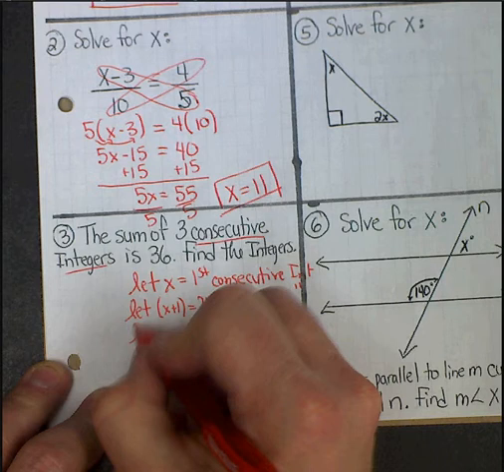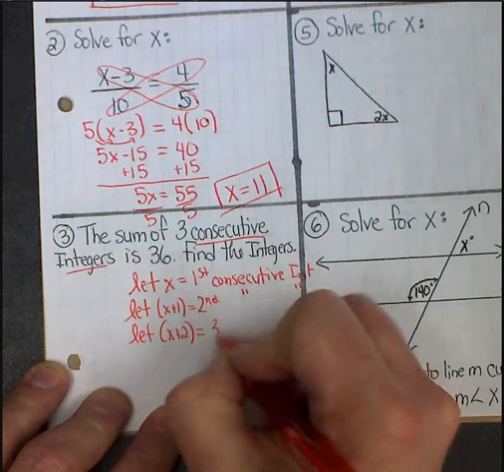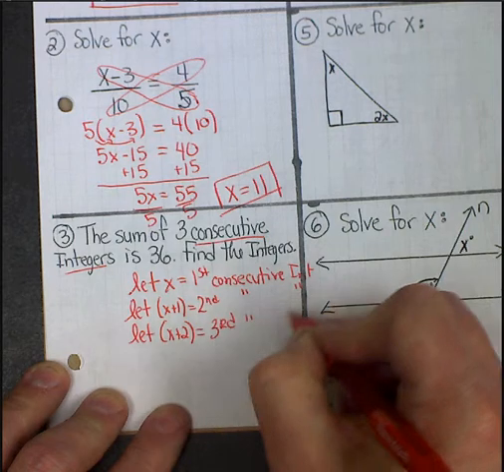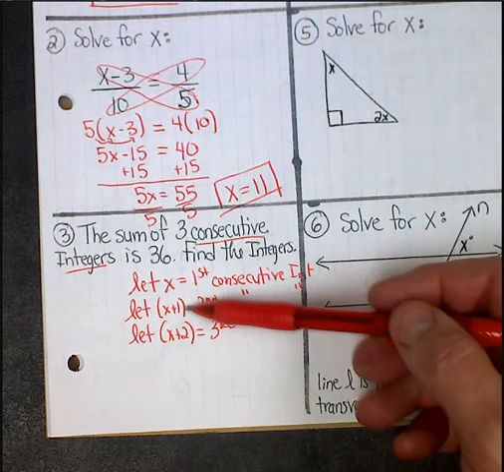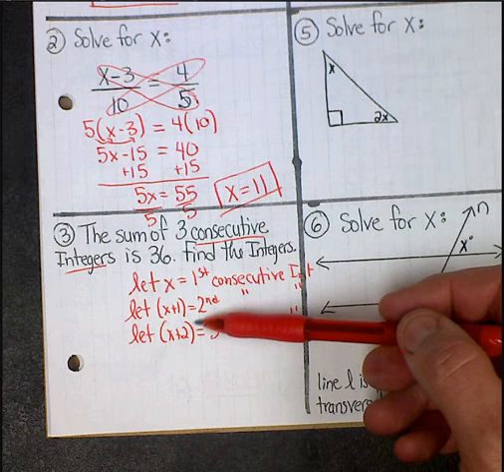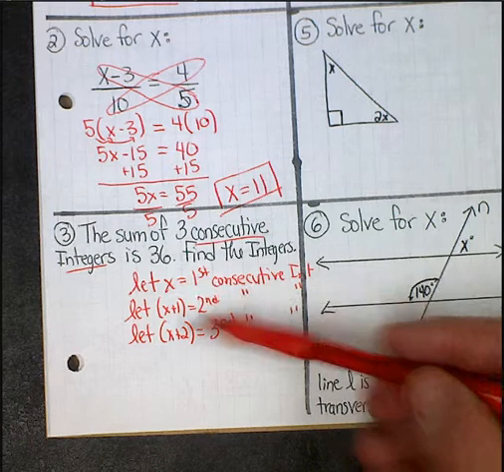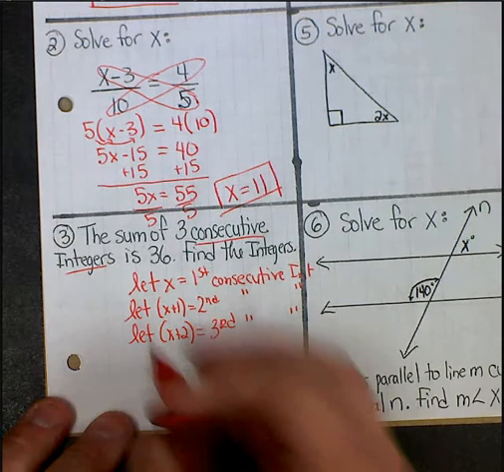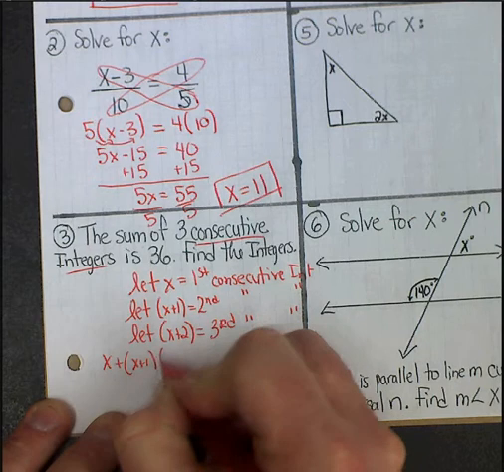And then if I want the third one, I'm going to add 1 more to that, which is x plus 2. And that's equal to the third consecutive integer. So I have my 3 integers. They're right here. First, second, and third. All right. Question says we want the sum to be 36. Well, sum means we're going to add. So I take each of my integers. There's my first. Add it to my second. Add that to my third.